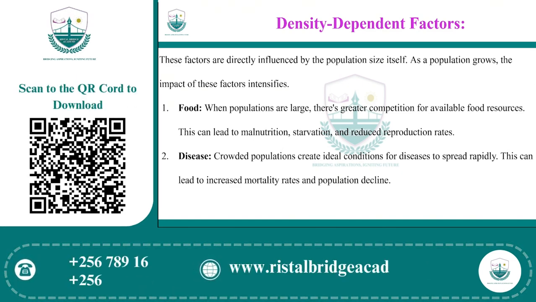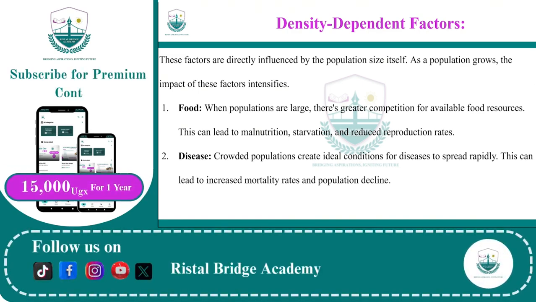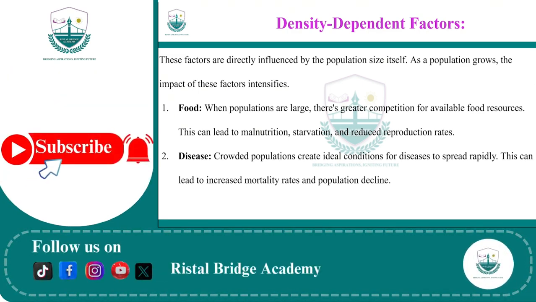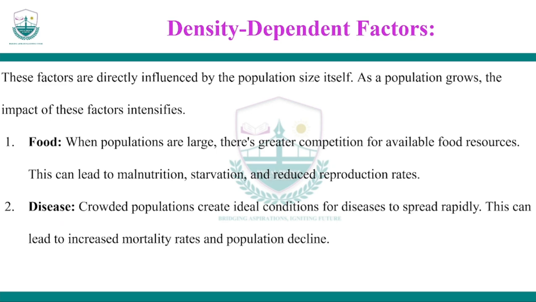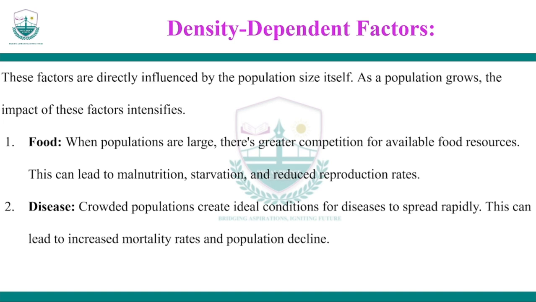Disease. Crowded populations make it easier for diseases to spread. Think of viral outbreaks in urban slums or even poultry farms. High density means faster transmission. Continuing with density-dependent factors, space, limited nesting sites, or shelter can hinder reproduction. For instance, sea turtles compete for the same beach areas to lay eggs.